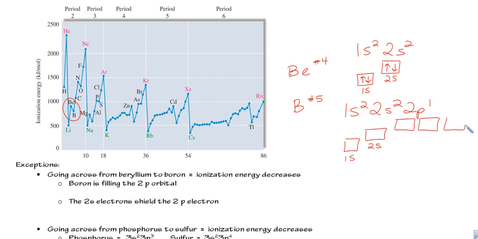And here are the p's. 2p. So I'd have 1, 2, 3, 4, 5. Now you don't have to memorize these exceptions to the rule. They'll tell you. They might give you a graph like this and say, hey, what's up with this trend between beryllium and boron? Why is boron's ionization energy lower? You don't have to know that off the top of your head. Or maybe they would give you numerical values.